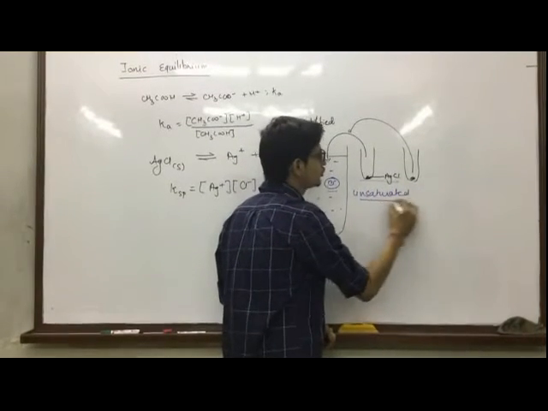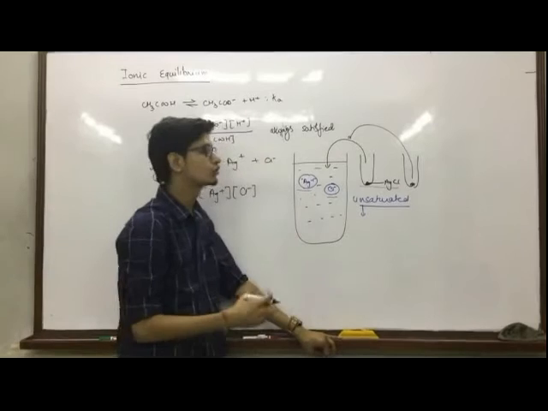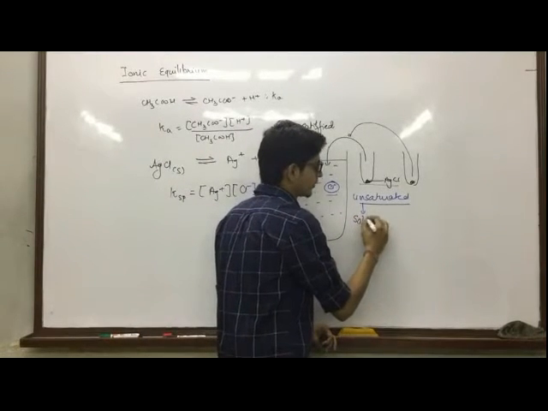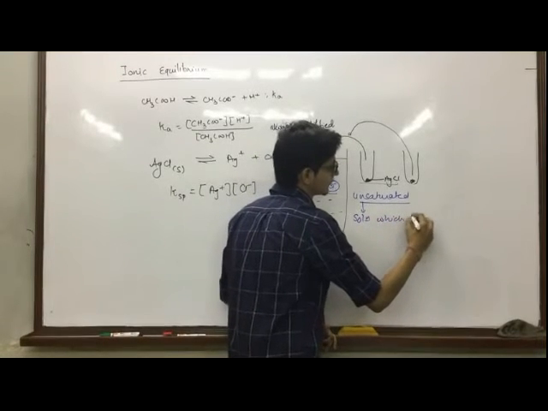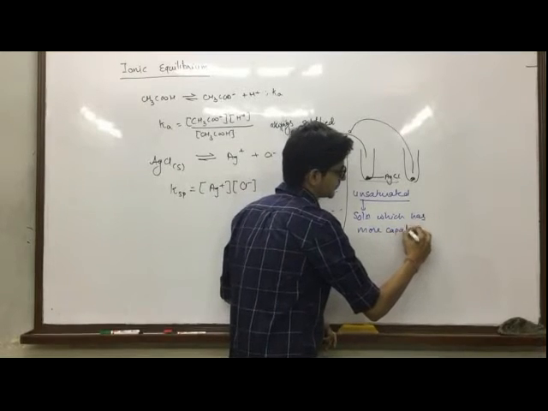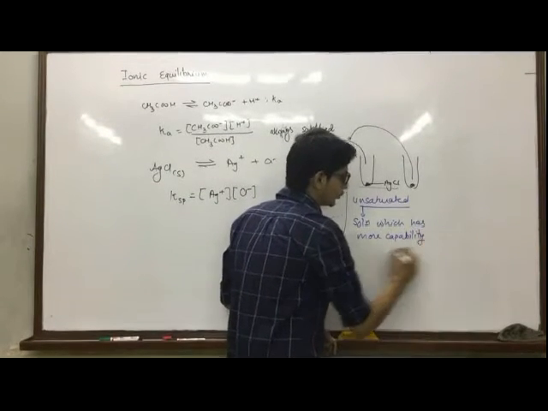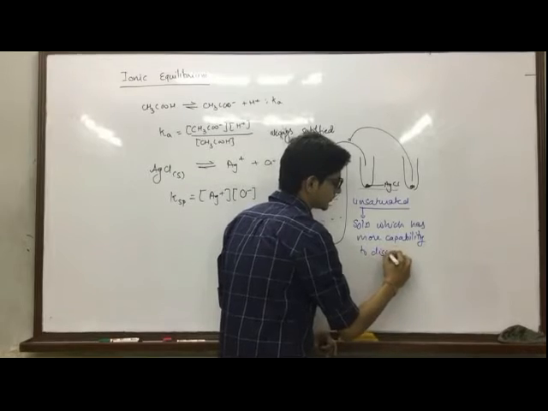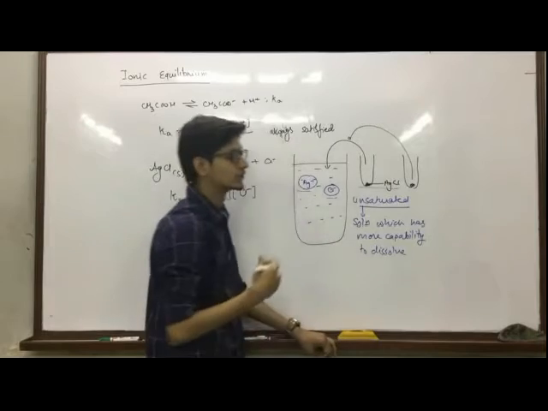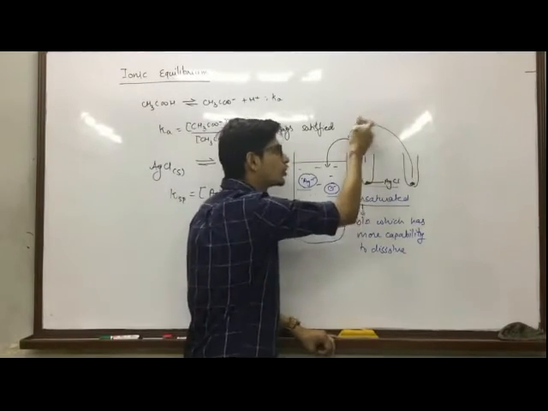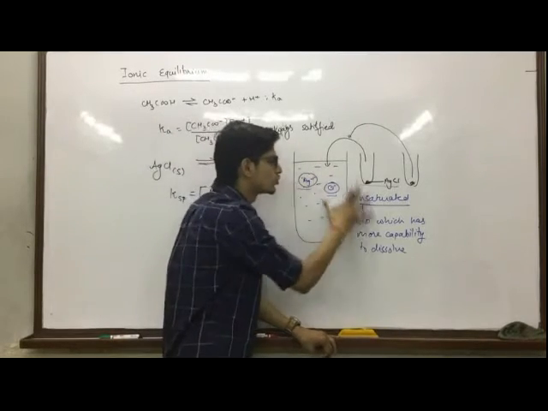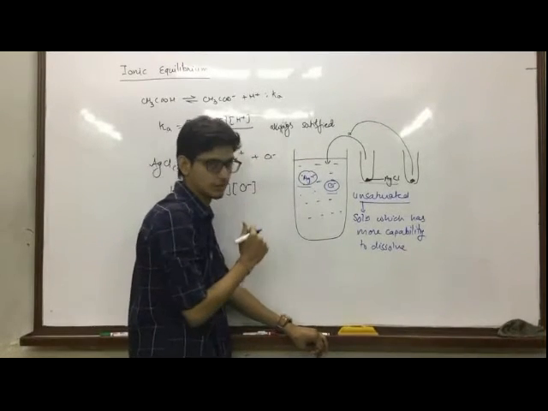Unsaturated solution is a solution which has more capability to dissolve salt in the solution. Okay, so in a solution which has more capability to dissolve salt means it can dissolve further more salt. Now, if we take further more AgCl, it gets dissolved in that, and after certain time, the situation is going to exist, which is known as saturated situation.